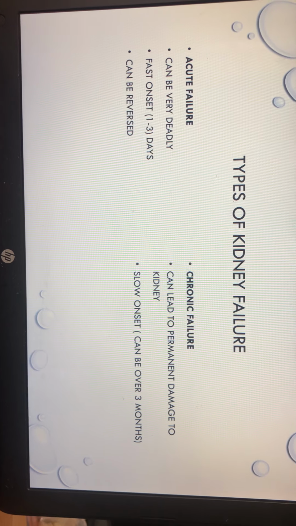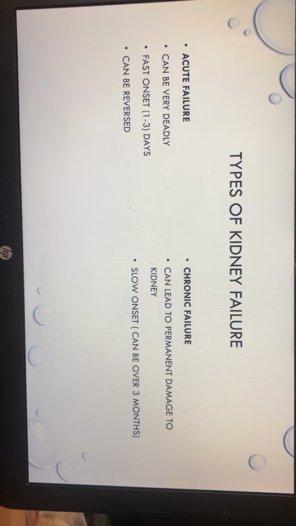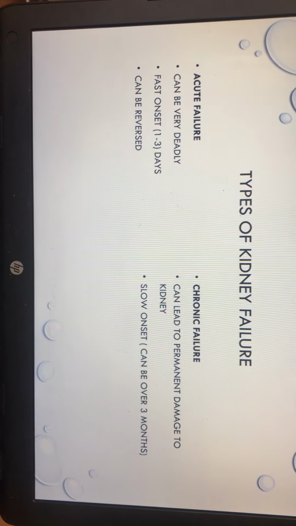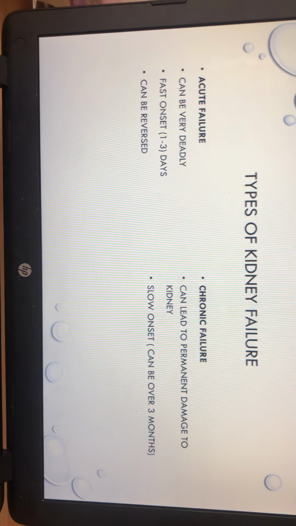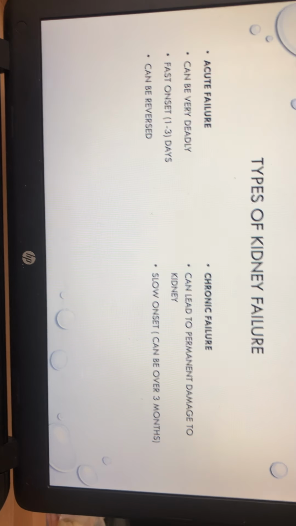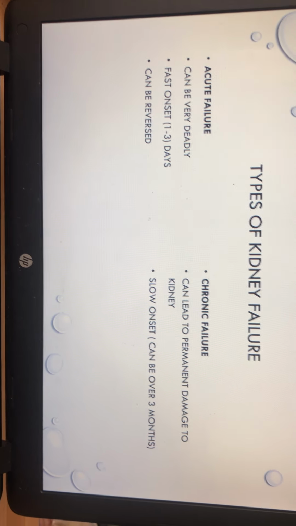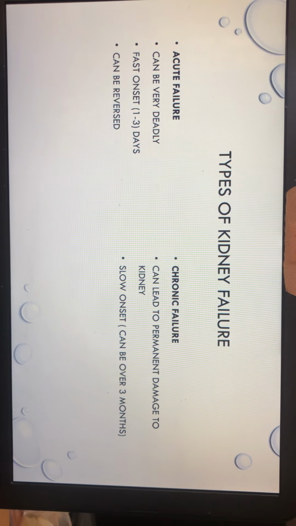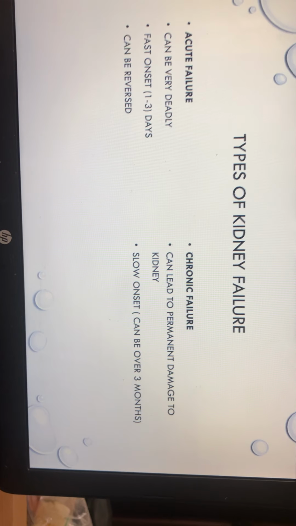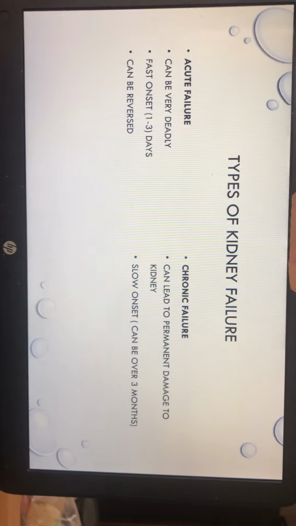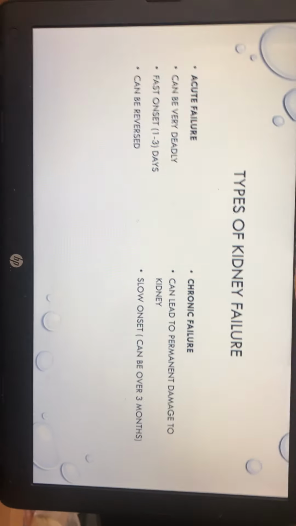So there are two types of kidney failure. There's acute failure and there's chronic failure. The acute failure is a fast onset, where symptoms can present themselves within 2 to 3 days, and then your patient could be dead. Chronic failure can lead to permanent damage, but it's slow onset. So your patient could be feeling the symptoms over a long period of time before the issue is even detected.